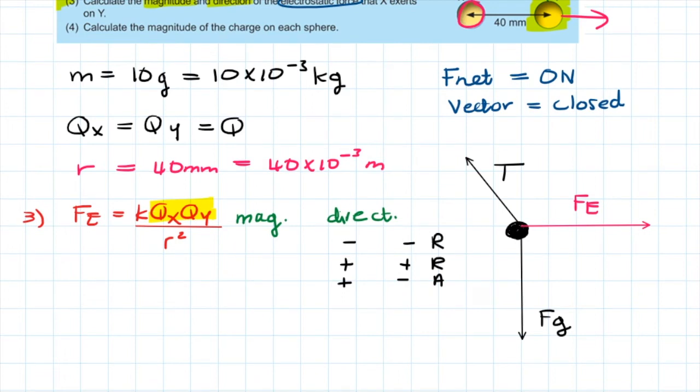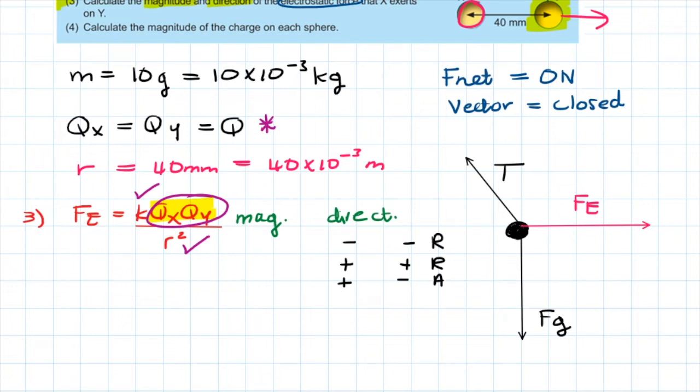We have the equation. Let's see if we have enough information to calculate this electrostatic force. We always know K, and we've been given the distance between the centers of the two spheres. But we don't know what the charges are. All that we know is that the charges are the same. So this formula is not going to help us.